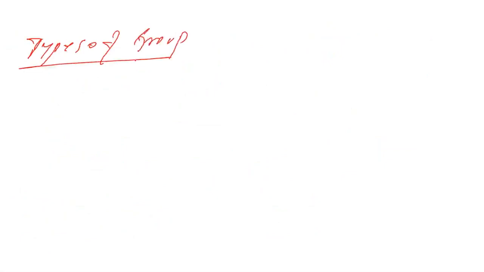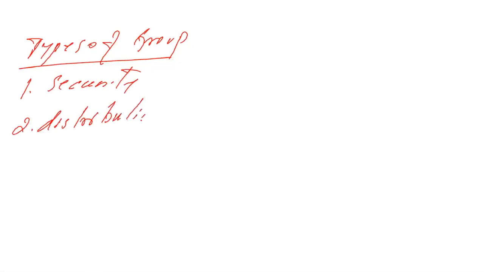The first one, write down security group. Second one is distribution group. First one is what here? Security group. Second one is what? Distribution group. Okay. Besides security group, if you have space, otherwise in the next line you can write down.